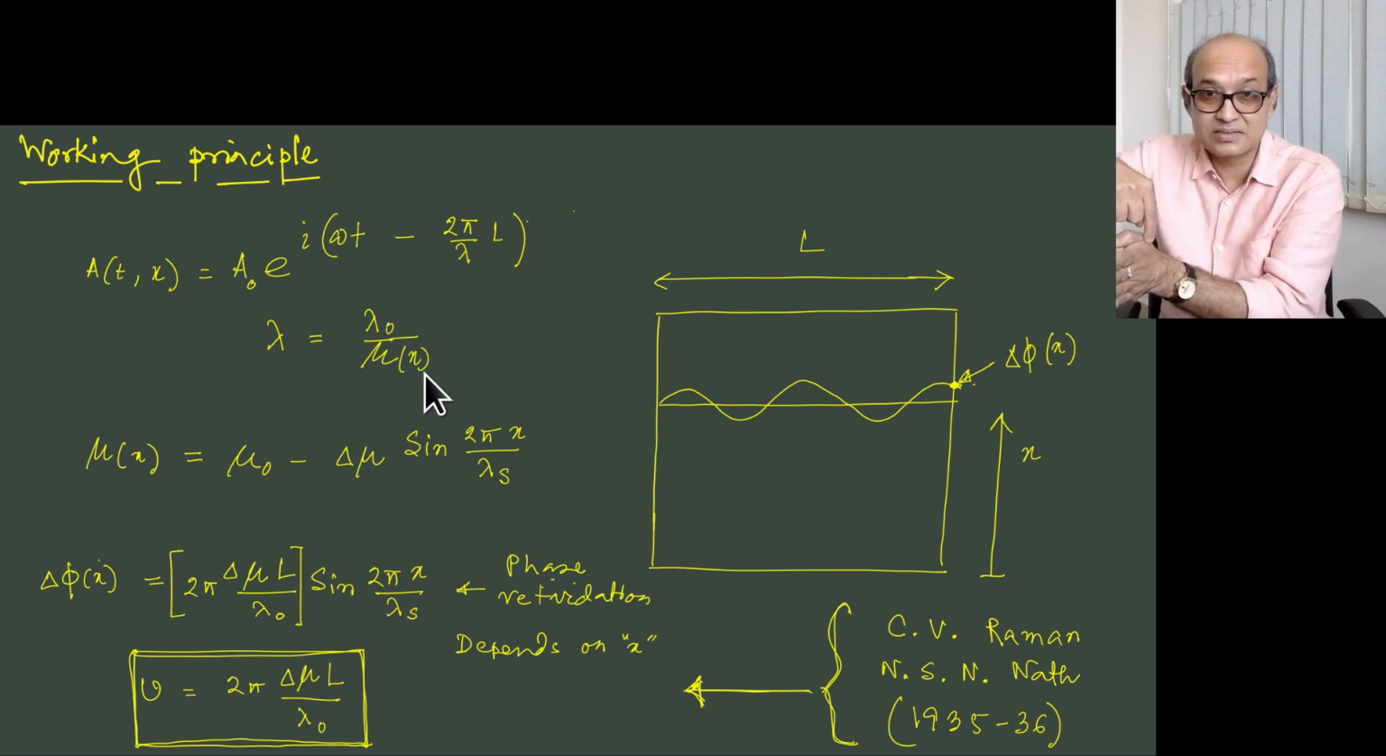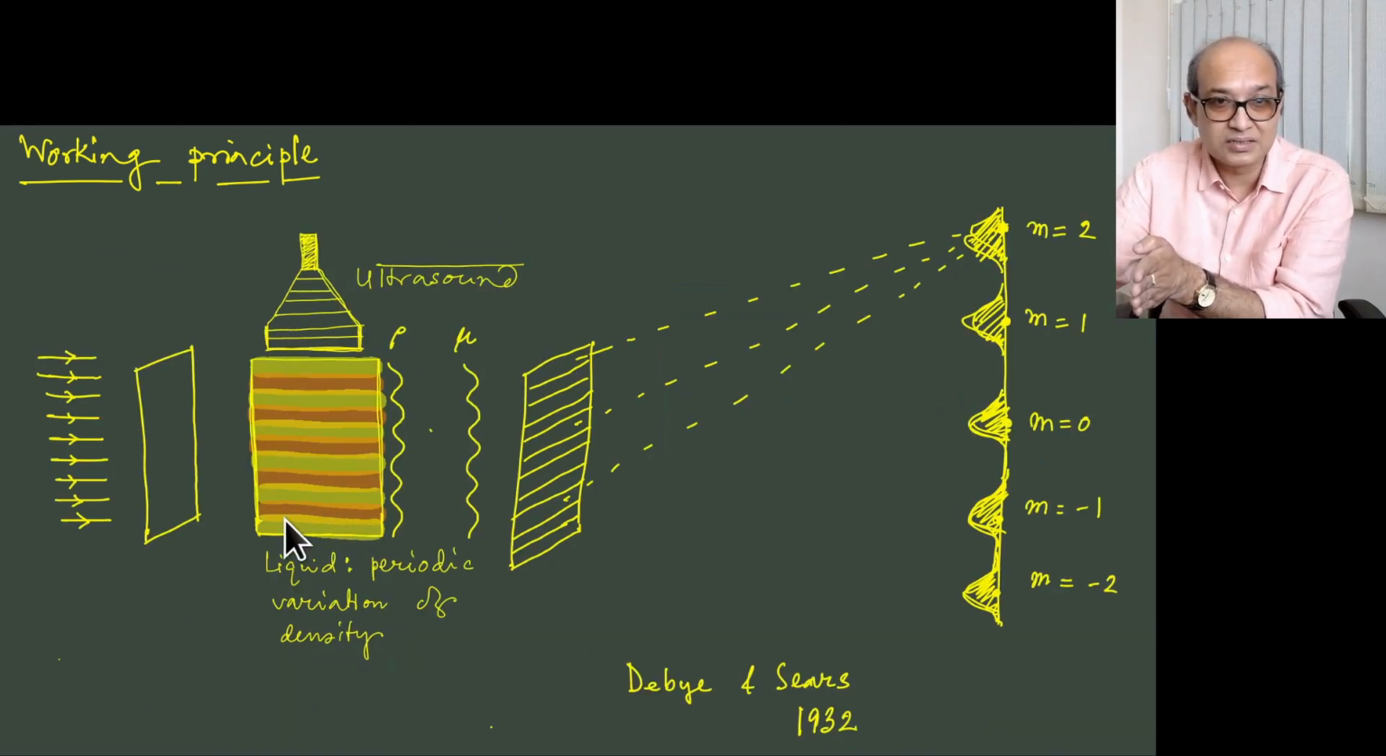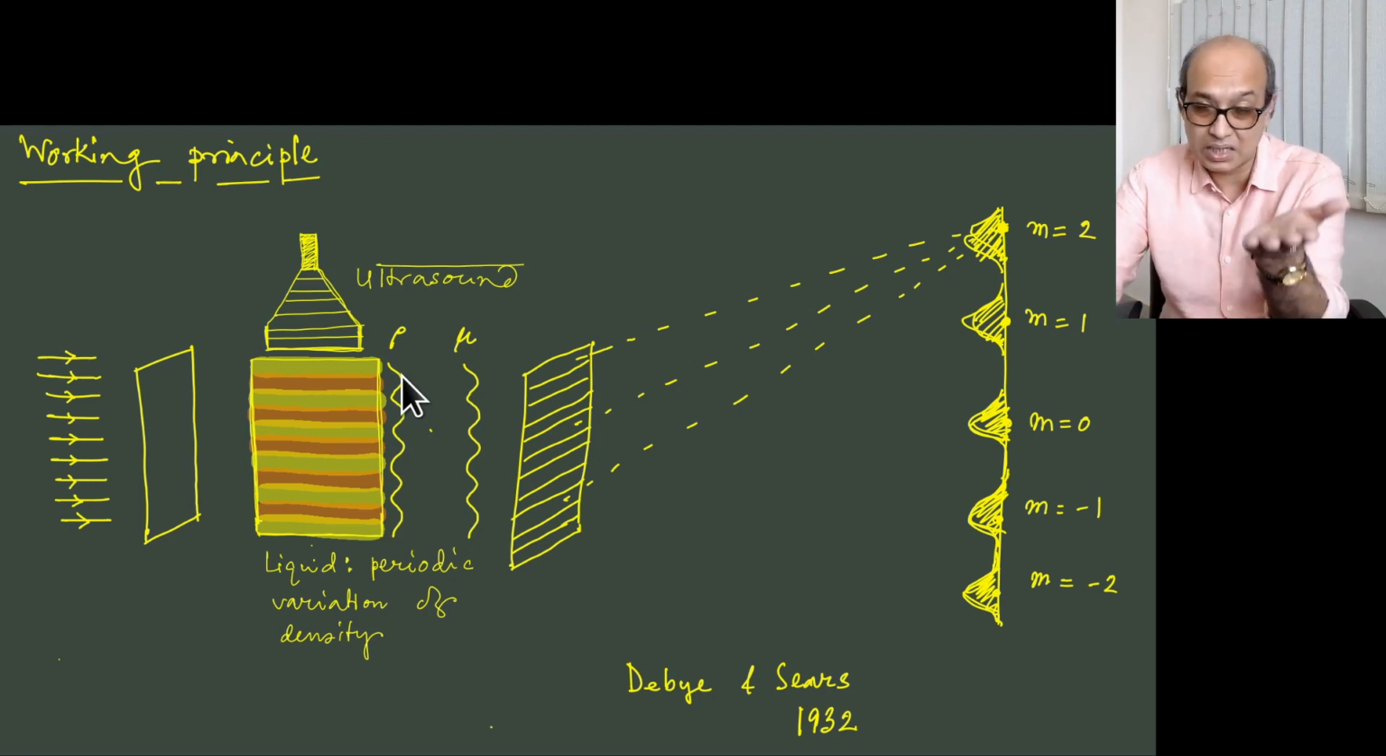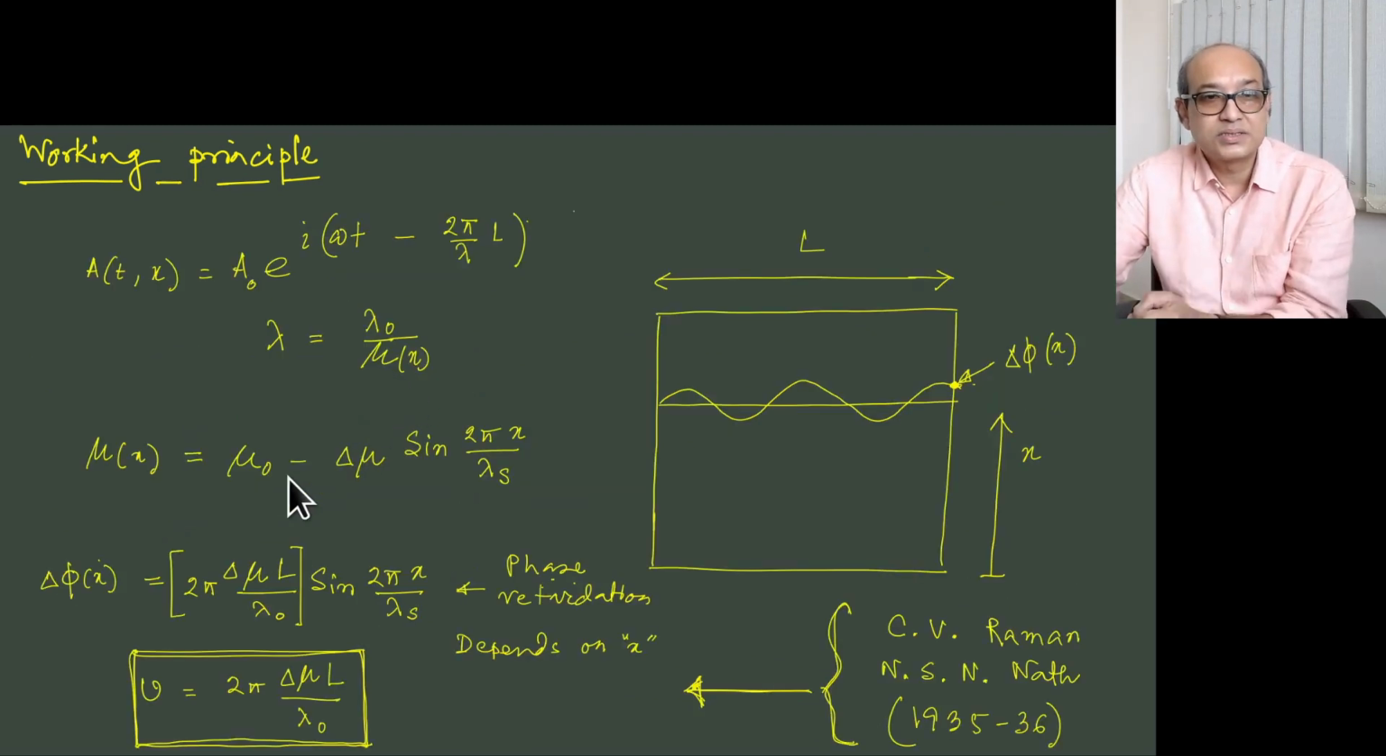Now the refractive index changes as a function of the position. Here x means this vertical direction. So depending on where the light is passing through the liquid, we will have a different refractive index. So the refractive index is a periodic function of x, x being vertical again. As such, we can write the refractive index as some average value mu naught minus an amplitude times a sinusoidal function of x, sine of 2 pi x by lambda s.